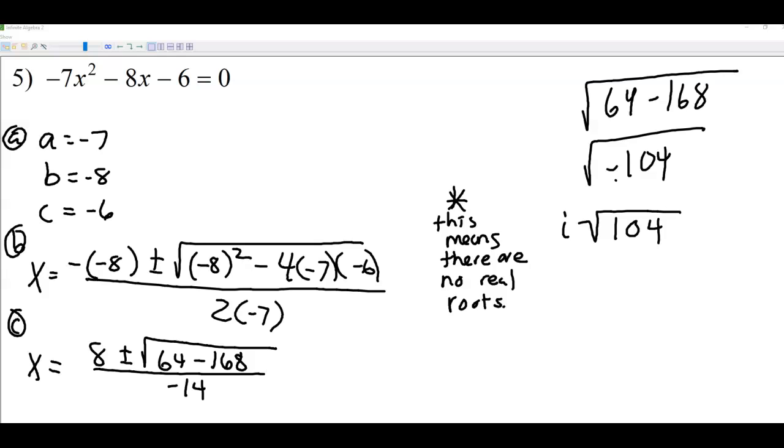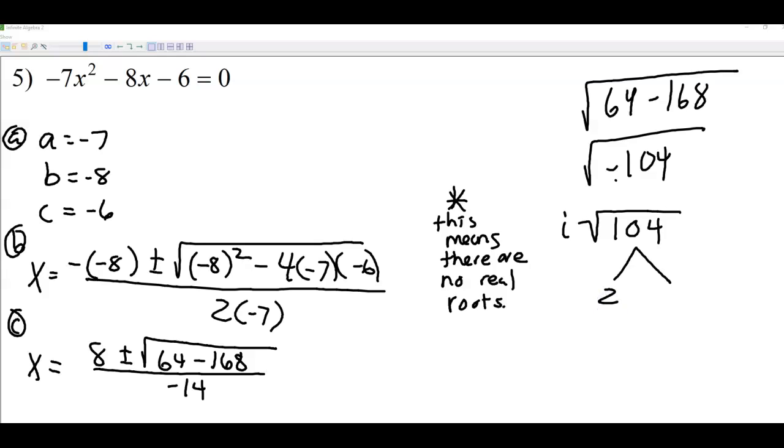All right, so this means there are no real roots. It won't actually touch the x-axis. You don't need to draw this, but maybe it would look something like that. It would not touch the x-axis. Now we're still going to find the answer, but they're what we call imaginary roots. All right, so at this point, we're going to break this up, so we're going to split it up like we have in the past.